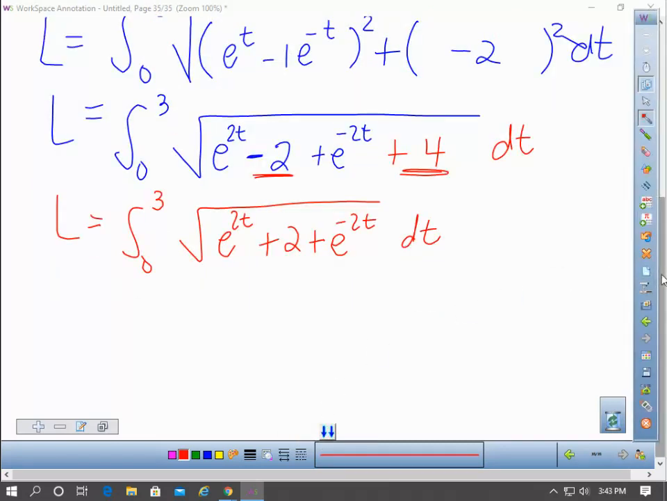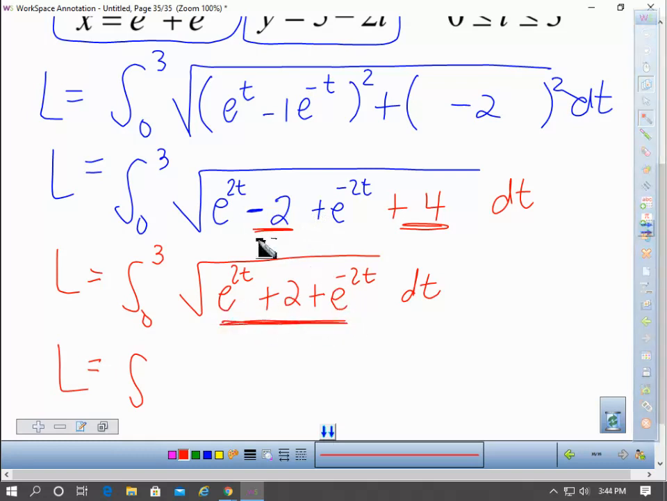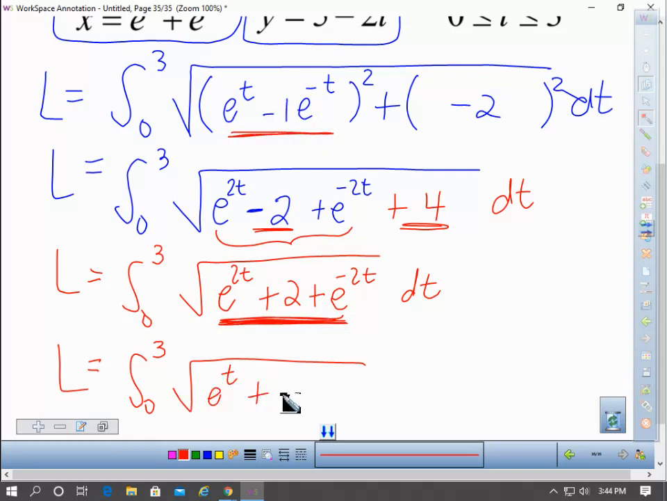Now, compare that, and this happens a lot, compare that to what I have up here. This expression looks just like this one. The only difference is the 2 is a plus. This expression is the square of this guy up here that has a minus sign in it. So now, this expression is a perfect square. It's the same as this, but with a plus sign. So it's e to the t plus e to the -t quantity squared.